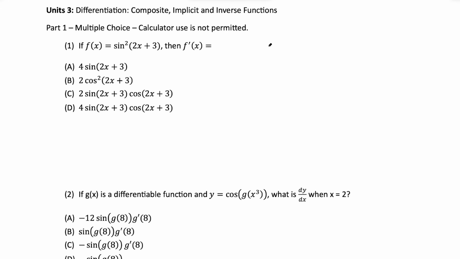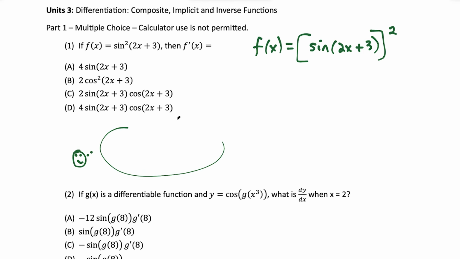Now when I look at this function f of x, in my head I rearrange this. I think about this as sine of 2x plus 3, and that entire function here is squared. When we're going to use the chain rule here, we have to be able to imagine what's the outside function, the middle function, and the inside function. So the outside function is going to be the square.